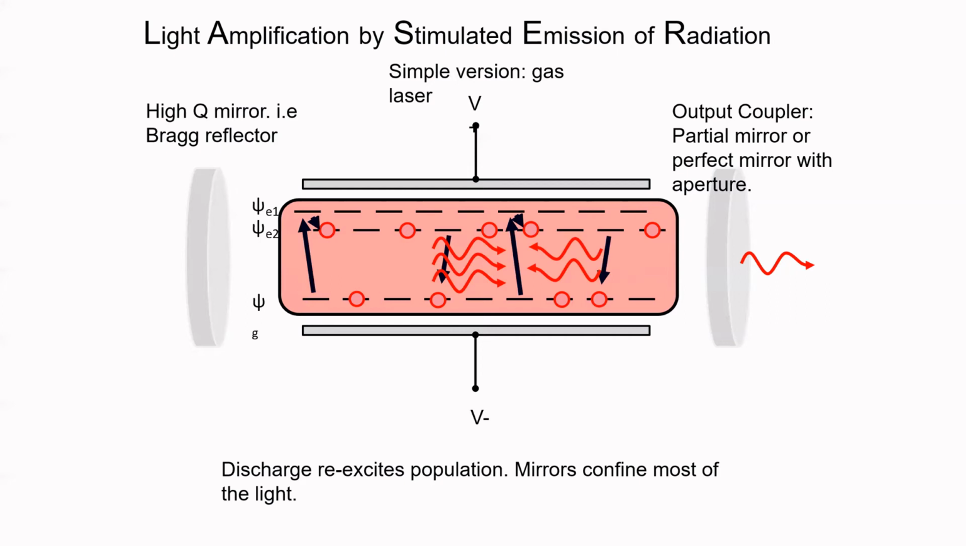So what happens is most of that light that we've triggered rattles backwards and forwards up and down the cavity, and every time it goes up and down, it stimulates yet more energetic atoms to collapse down to the ground state and emit even more photons. And all the photons you're producing are the same wavelength, same energy, and in phase with each other.